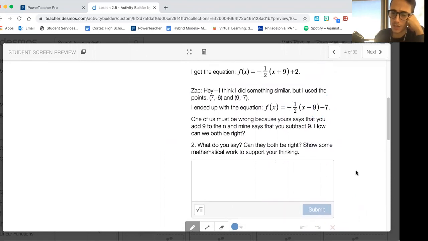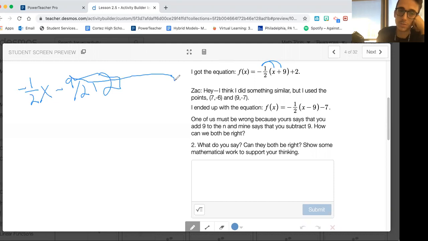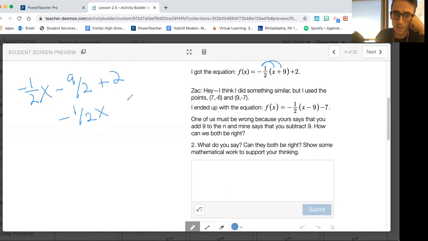I think the easiest way to see that these two are correct with their equations would be to distribute. That would get you -1/2 x minus 9/2 plus 2. All right, sorry. -1/2 x minus 9/2 plus 2, which is really just negative 1/2 x minus 5/2.